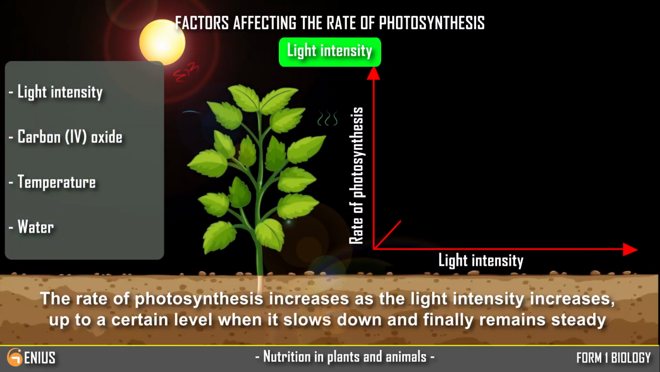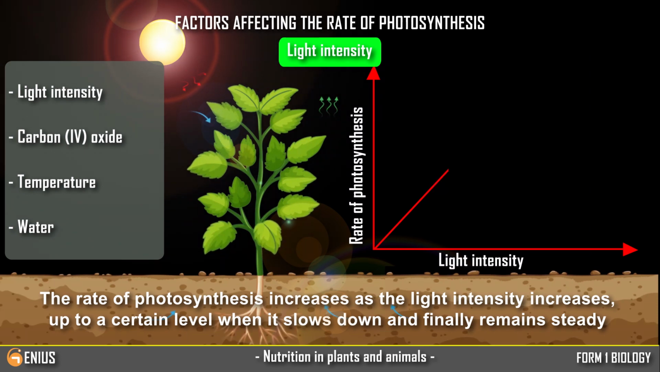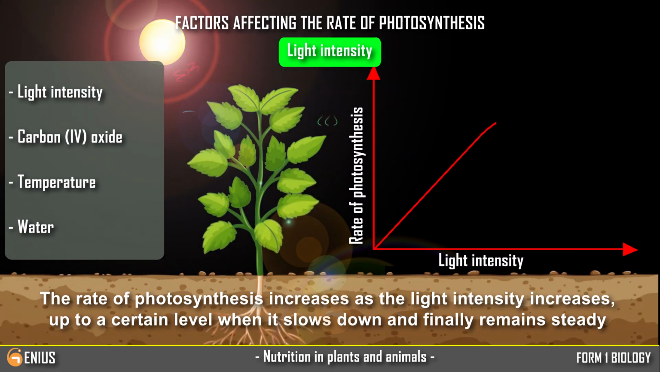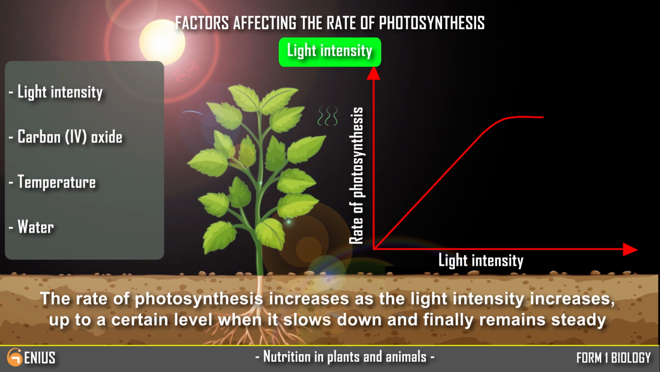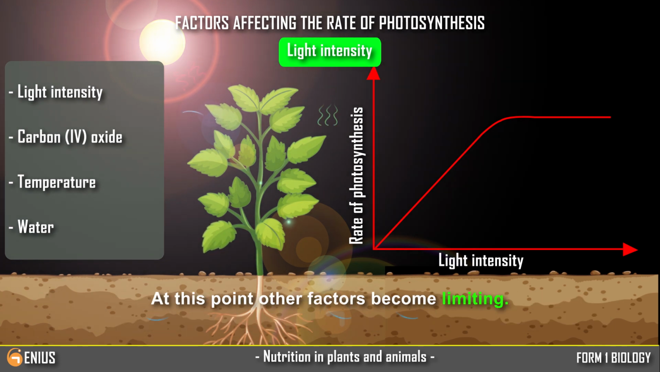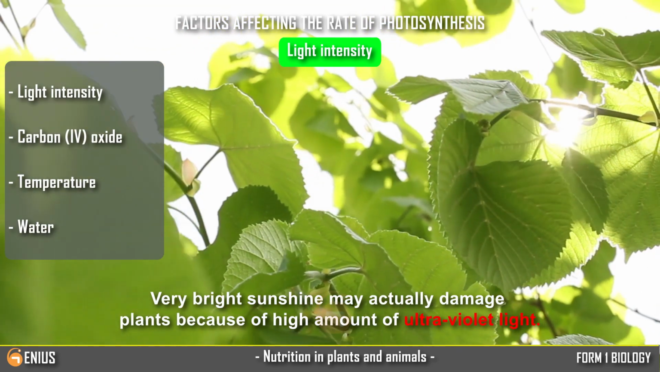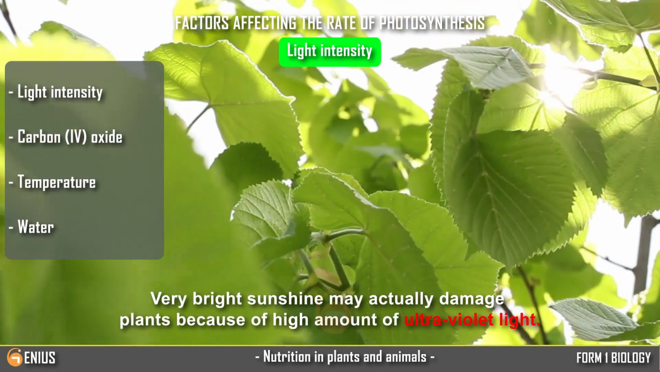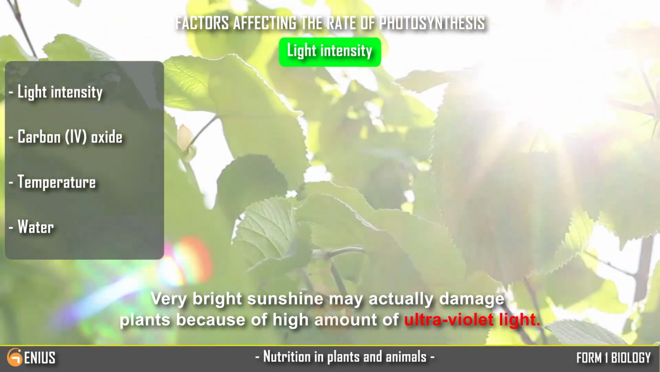The rate of photosynthesis increases as the light intensity increases, up to a certain level when it slows down and finally remains steady. At this point, other factors become limiting. Very bright sunshine may actually damage plants because of high amount of ultraviolet light.